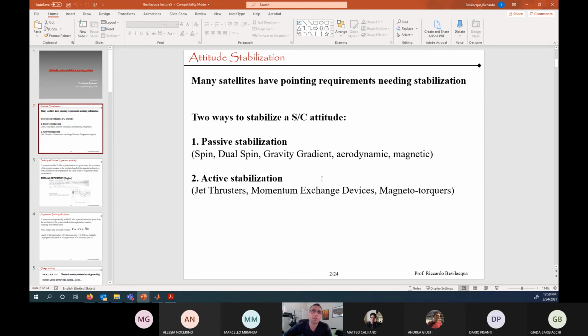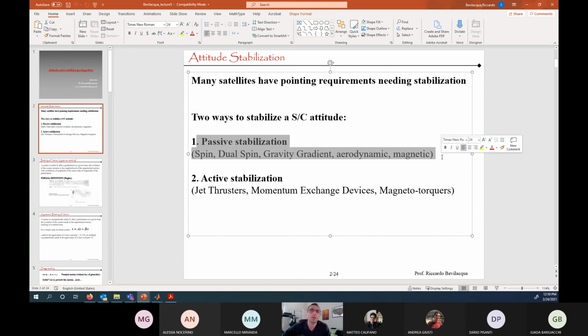Spin, dual spin, gravity gradient, aerodynamic, magnetic. Those are the passive ones, and then thrusters, MEDs, etc. for the active ones. But the ones that would be really just studying the pure dynamics would be the passive ones.